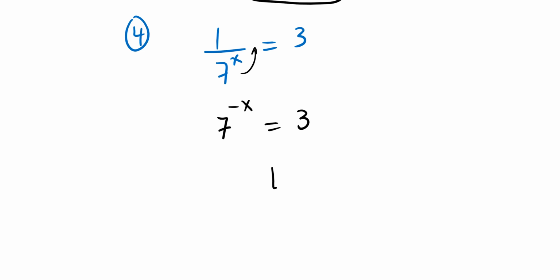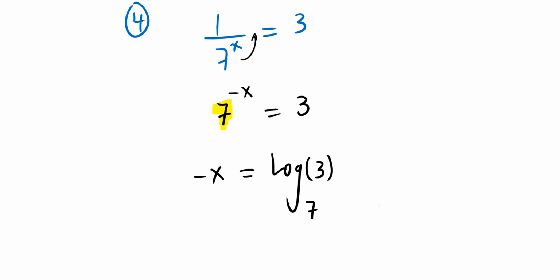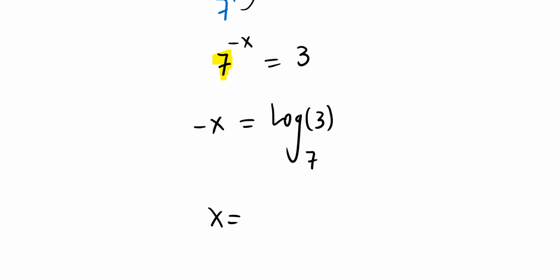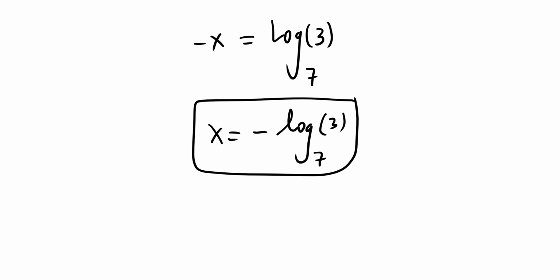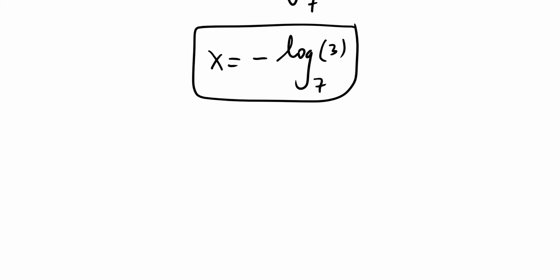So how do we use logs? We use the definition of log, as I said before. 7 is the base, so 7 goes in the base here, to the negative x equals 3. But remember, I'm solving for x, so multiply by negative on both sides. So that gives me the x value. So that's good practice on solving logarithmic equations, or equations involving logarithms.